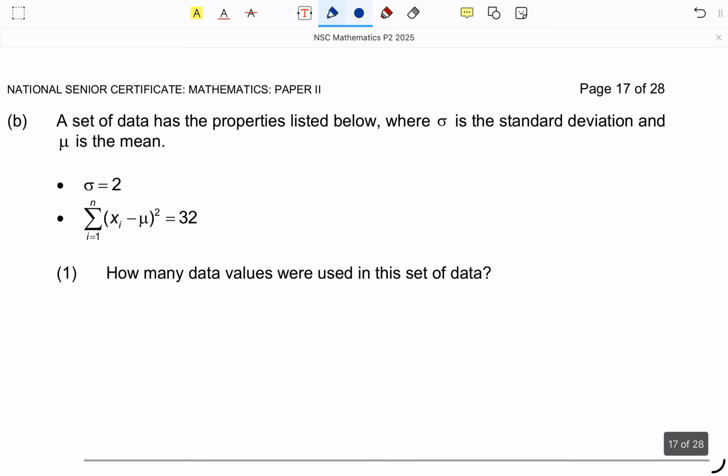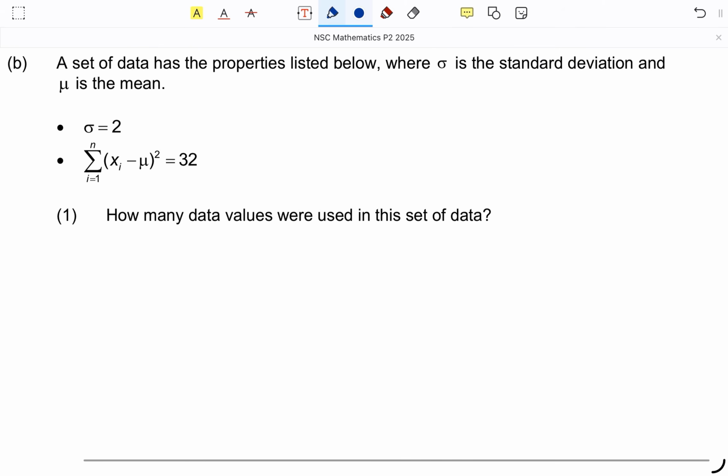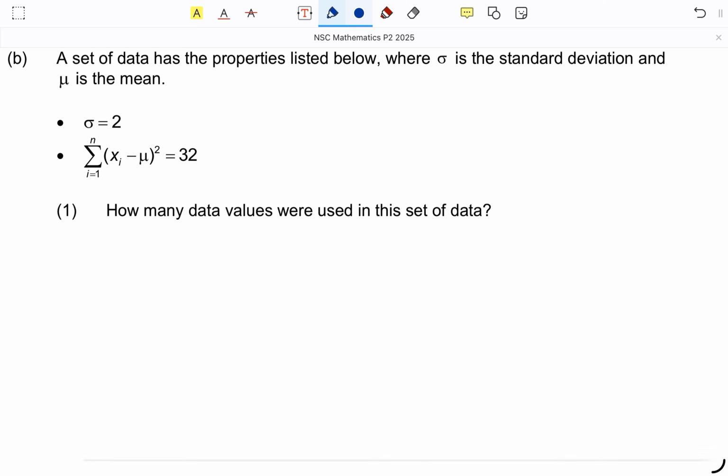In the next question, they tell us that a set of data has the properties listed below, where that sign is the standard deviation and that sign is the mean. Then they ask us how many data values were used in this set of data. Now, this is a weird looking question, but if you go to your formula page, there would be the formula for variance. So if we look at that formula, it looks something like this.